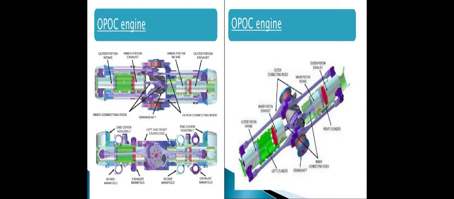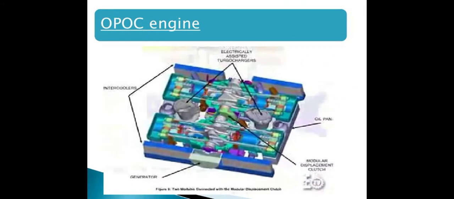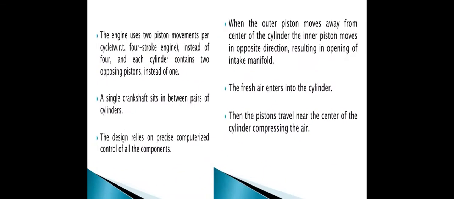Here we can see the diagrams of the opposed cylinder, opposed piston arrangement. The engine uses 2 piston movements per cycle instead of 4, and each cylinder contains 2 opposing pistons instead of 1. A single crankshaft sits in between pairs of cylinders.